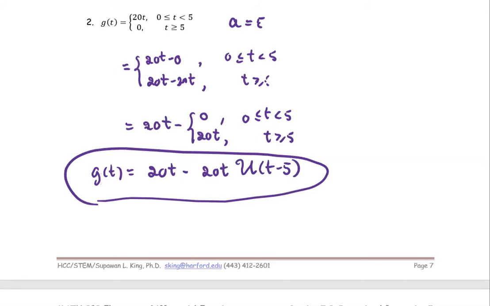Next, we're going to sketch the graph. For this case, as the point of translation occurs at a equals 5, between 0 and 5 it goes with the function 20t, or the line with slope 20 and intercept at (0, 0). So at 5, the function value will be 100, but we omit that point. And then for t greater than or equal to 5, the function value will become 0.